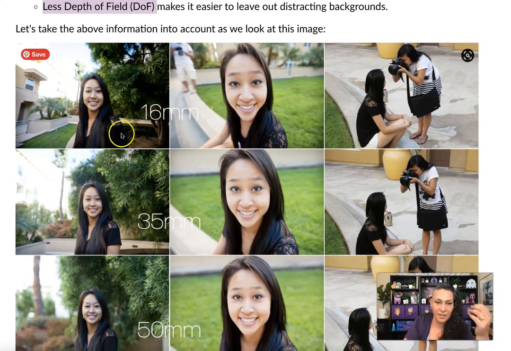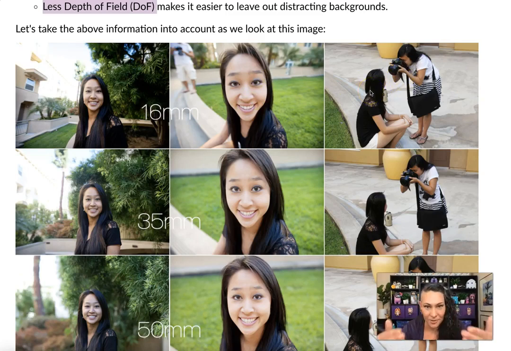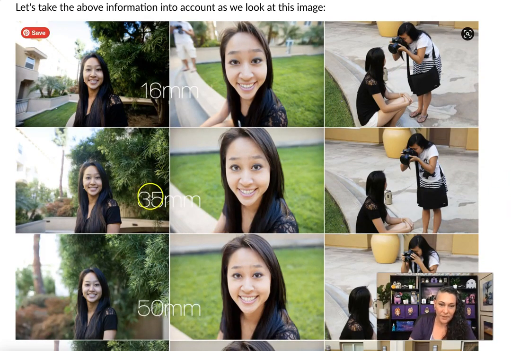So let's go back up here. So you can see here 16 millimeter, there's that wide angle distortion. The area around her has this leaning type of look. That's because of that wide angle lens working. And when she gets close to her subject, when she's trying to fill the frame with her face, you can see how distorted her face looks, okay? And how close she had to be to fill her frame up with the face. All right, moving down, so we have the 35 millimeter.